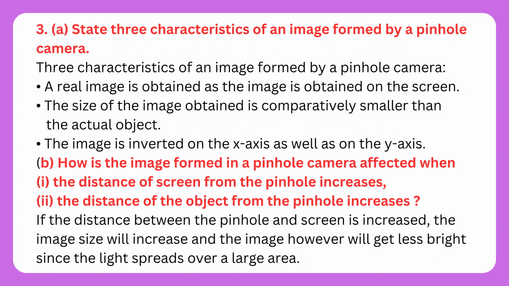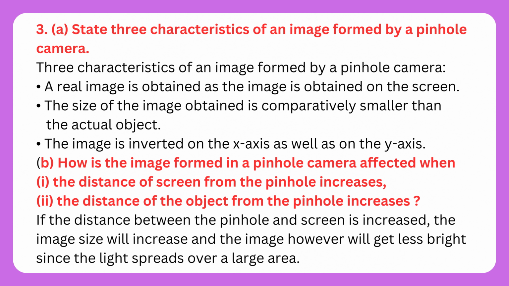Question 3. A. State 3 characteristics of an image formed by a pinhole camera. A real image is obtained as the image is obtained on the screen. The size of the image obtained is comparatively smaller than the actual object. The image is inverted on the x-axis as well as on the y-axis.